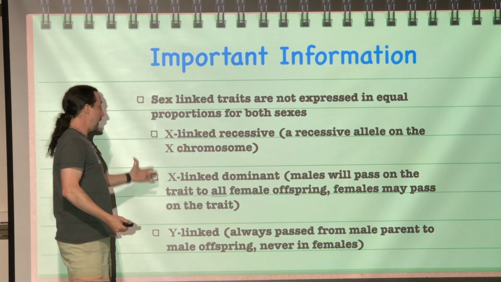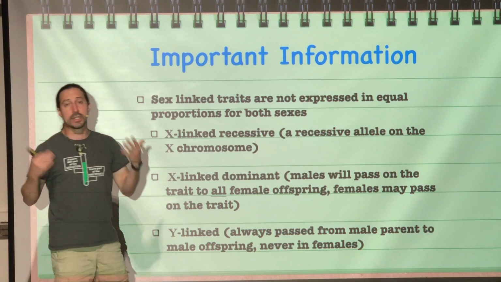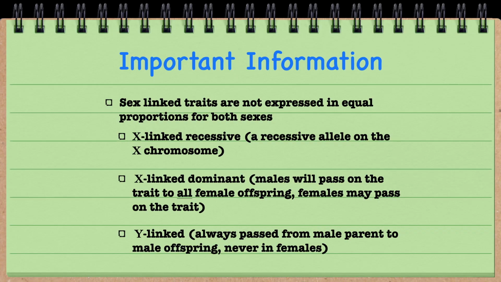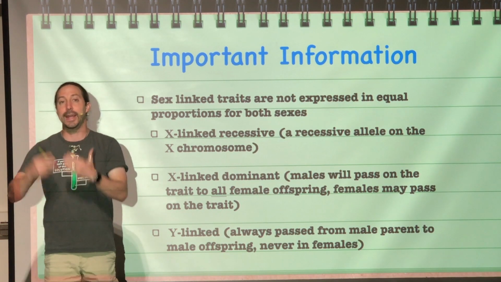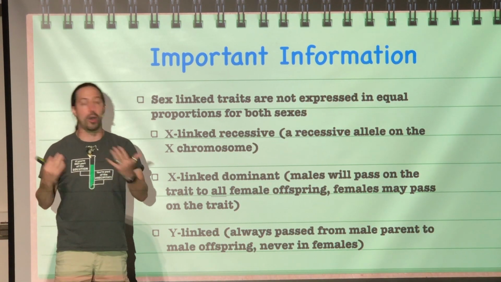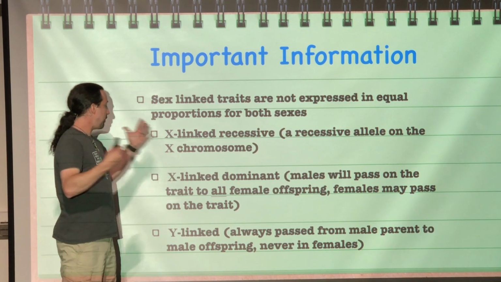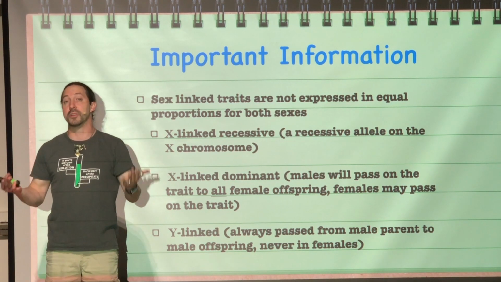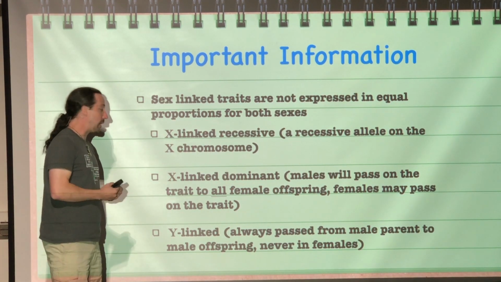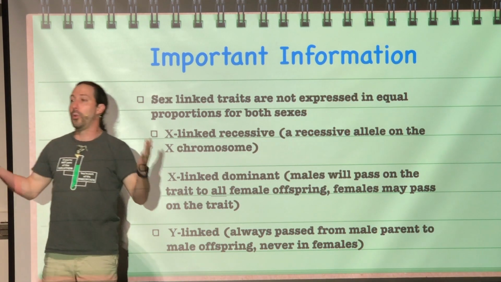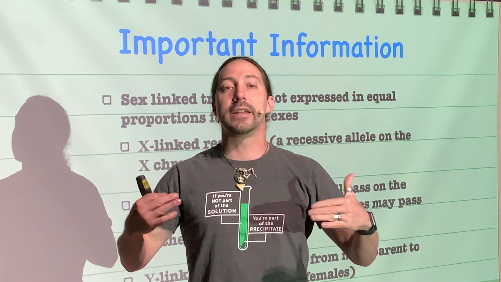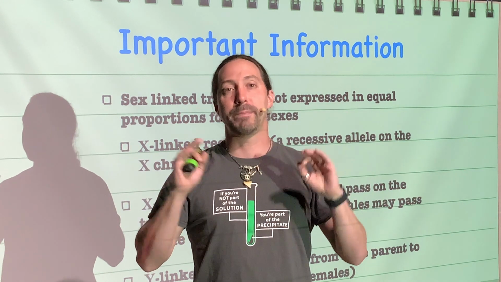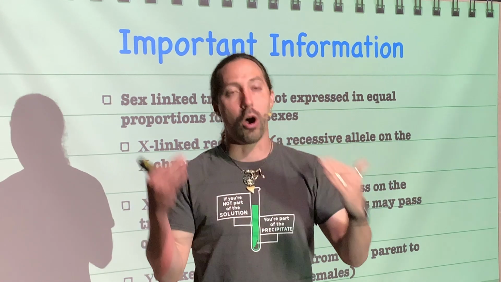The red eyes, though, they were X-linked dominant. And what we can see from that is that the males, if the male happens to have that dominant allele, they will always pass that allele to their female offspring, because the male is going to pass on its X chromosome to its female offspring. The females, on the other hand, well, they may pass on the trait, they may not, because the female may be heterozygous or they may be homozygous dominant. And if the trait is Y-linked, that means that it's going to only show up in the males, and that the male parent will always pass that trait on to the male offspring.